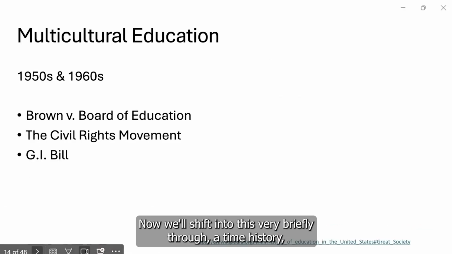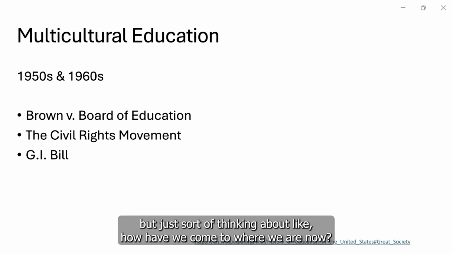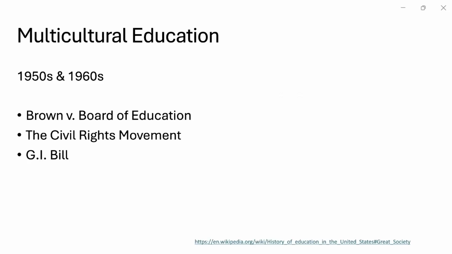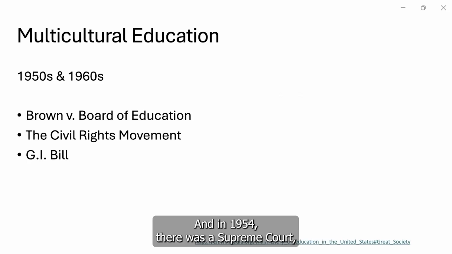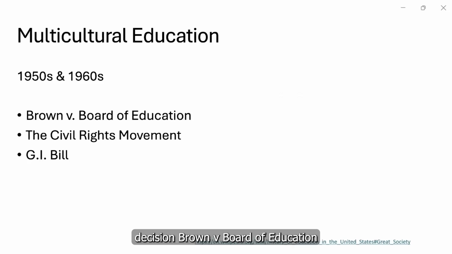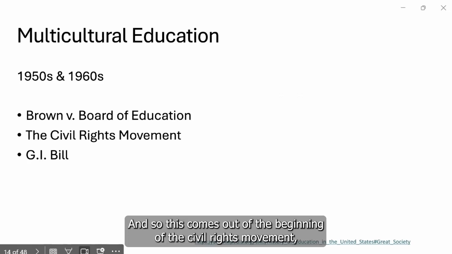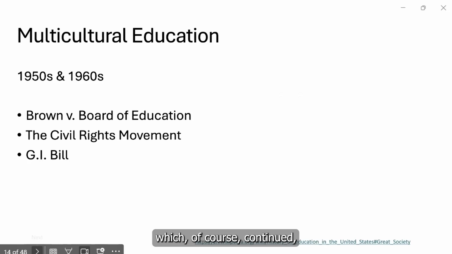Now we'll shift into this very brief race through a time history, thinking about how we have come to where we are now. In 1954, there was a Supreme Court decision, Brown v. Board of Education, that determined that segregated schooling was unconstitutional. And so this comes out of the beginning of the civil rights movement, which of course continued past the 50s and into the 60s.